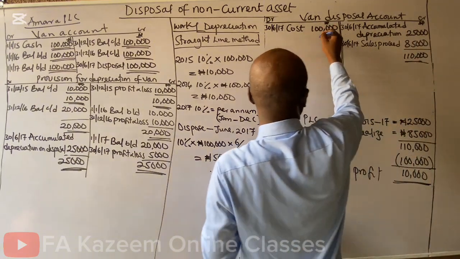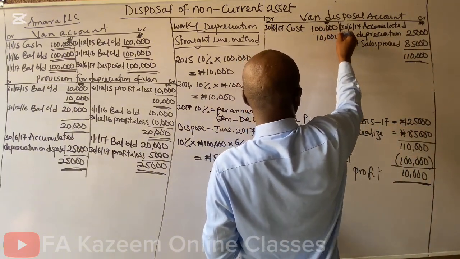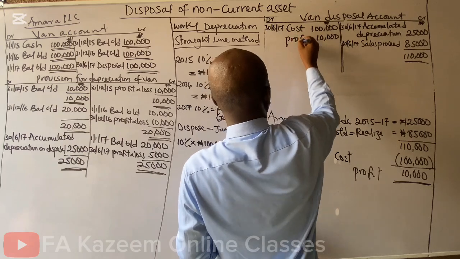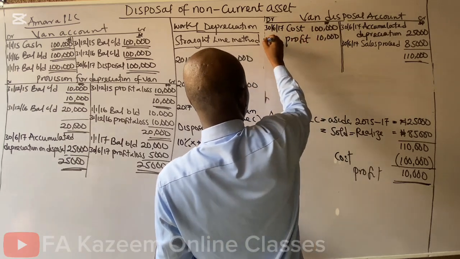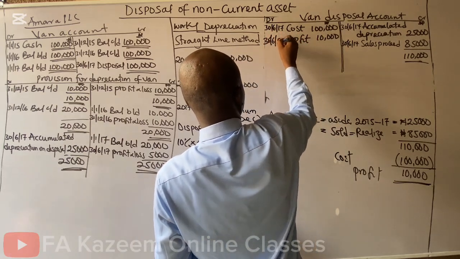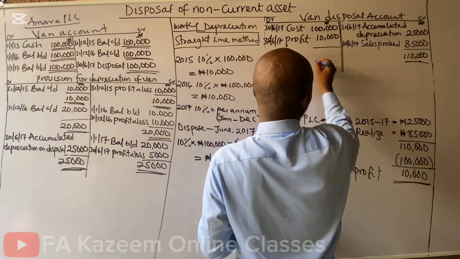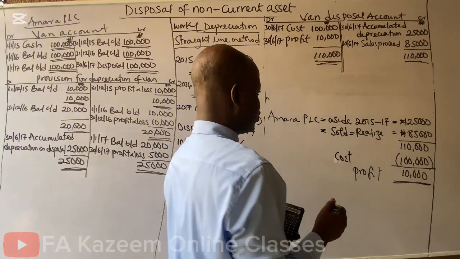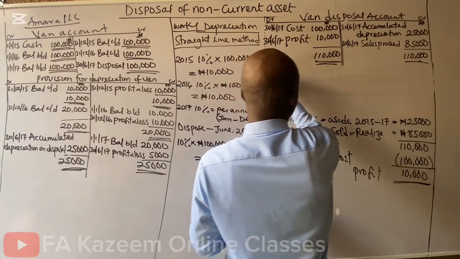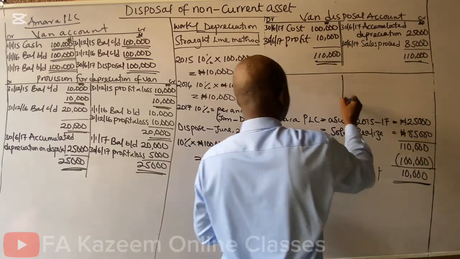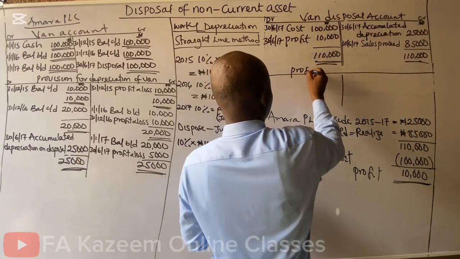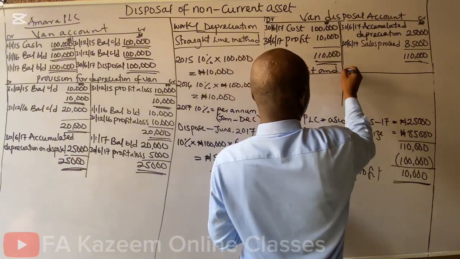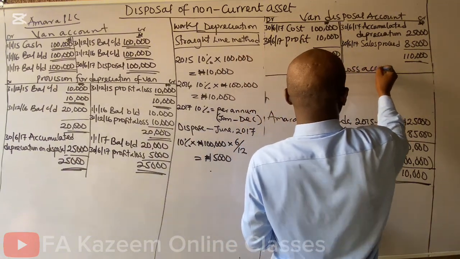110,000 minus 100 we have 10,000. This is what we call profit on disposal on 30th 6 2017. Account close, 110,000. After this, we'll prepare the last account, which is profit and loss account.